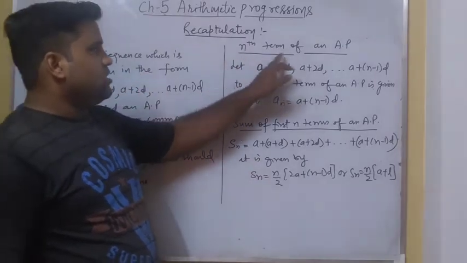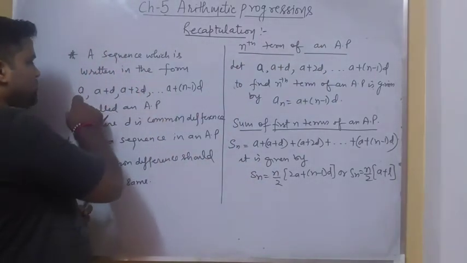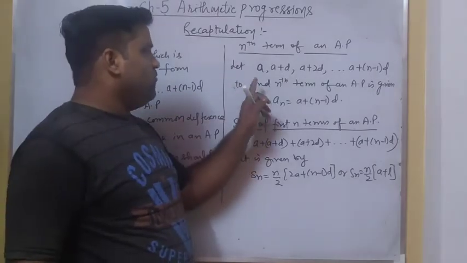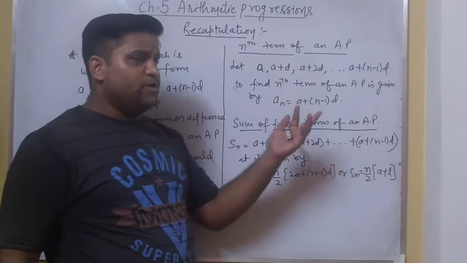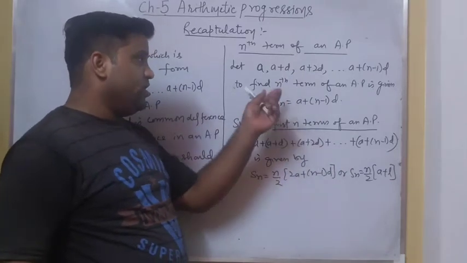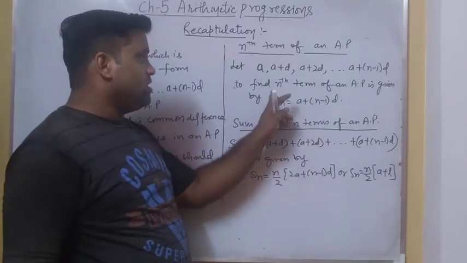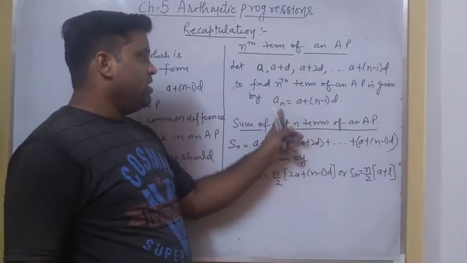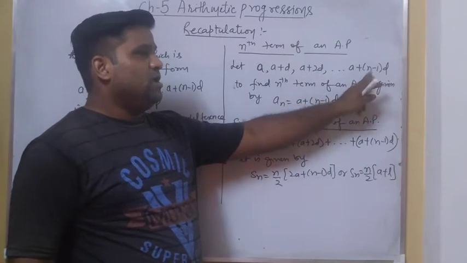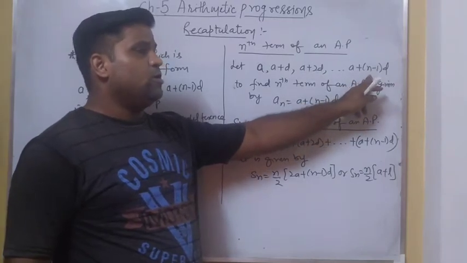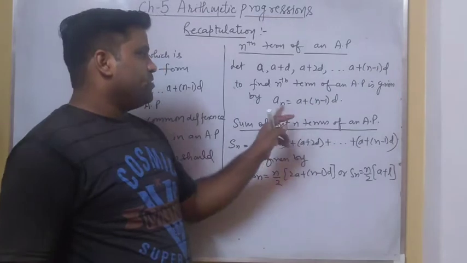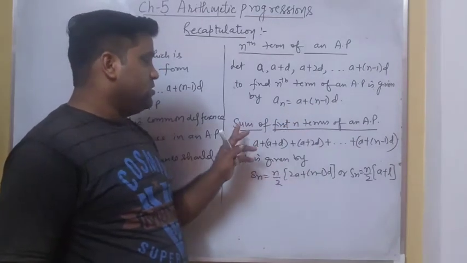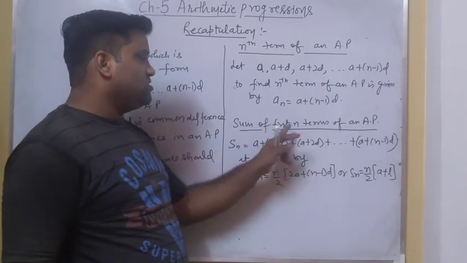Now let us come to the nth term of an AP. Here is the first term, second term, third term, and the nth term. We have a formula to find the nth term of an AP, which you know already, but again we are doing revision. The nth term of an AP is given by an equals a plus (n minus 1) into d. Here an is the last term of an AP, or the nth term of an AP. Here a is the first term, n is the number of terms in the AP, and d is the common difference.